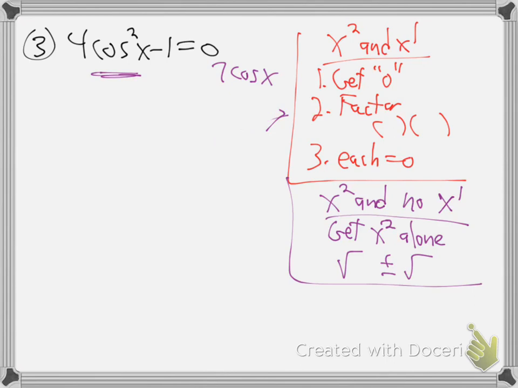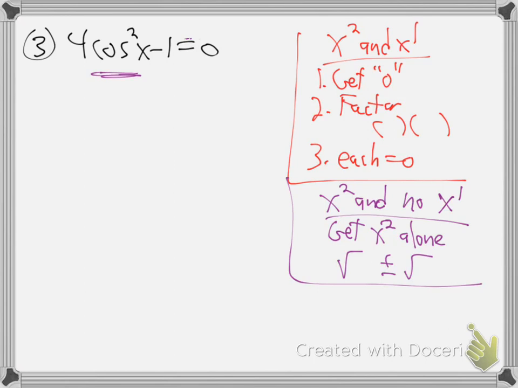But if this had a cosine next to it, if there was a regular cosine anywhere, then I would have to do the three-step process. But if you just have x squared and no x to the first power, see how we just have cosine squared and no regular cosine anywhere? These are way easier. You don't have to do all the hard stuff. Don't worry about zero, factor, all that. Just get that cosine squared alone and root it. That'll tear off the square.